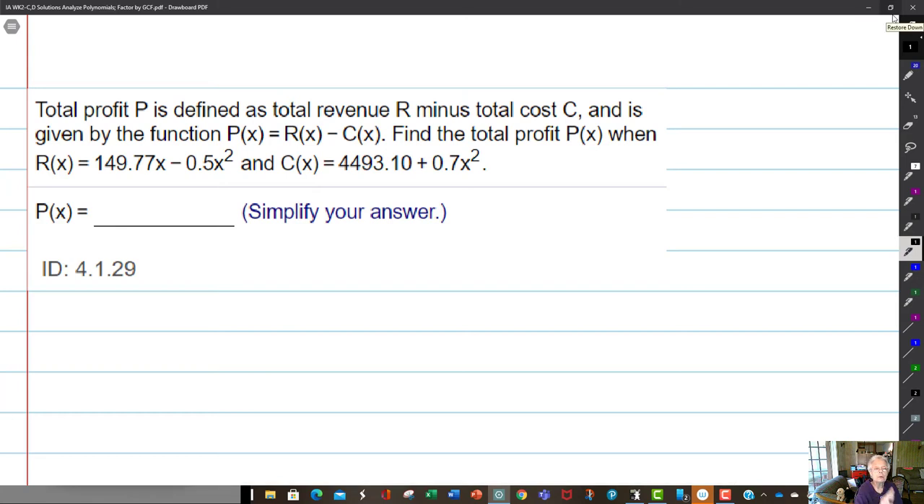The total profit P is defined as the total revenue minus the total cost. So profit, which is a function, equals revenue, which is a function, minus the cost of making the product.